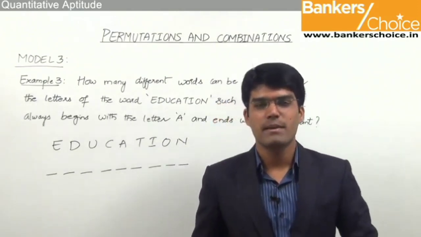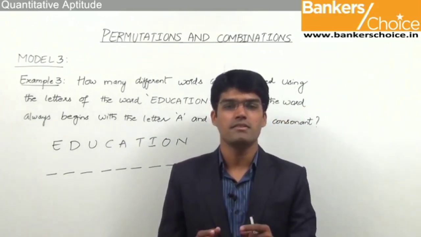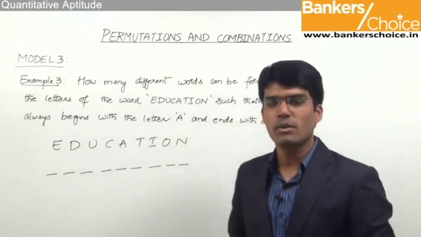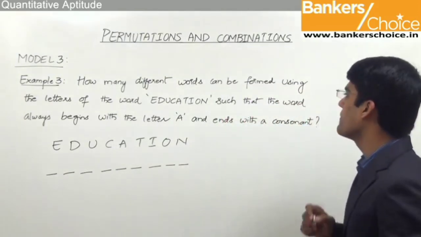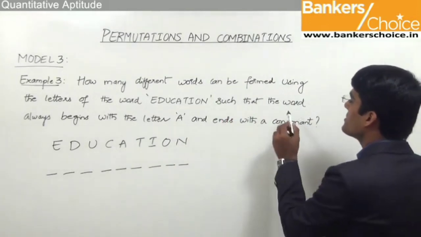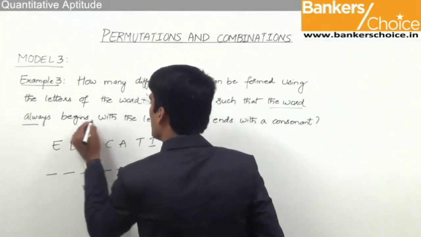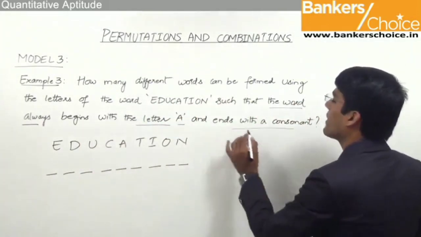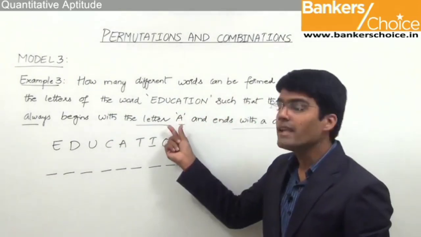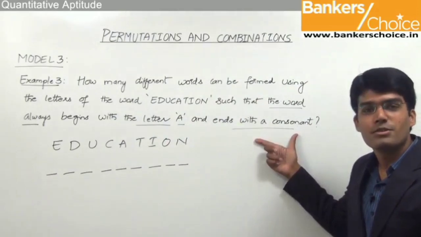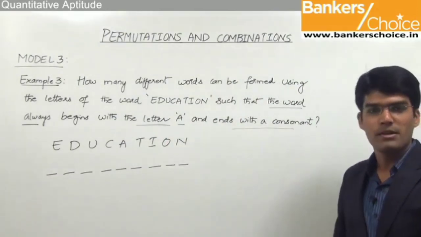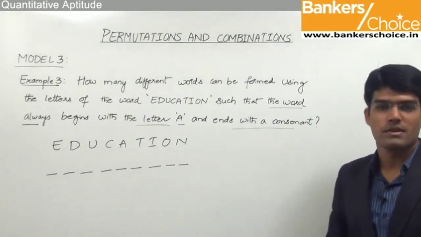Let us now take the third example from model 3 where we shall see a condition which is a combination of the conditions given in first 2 examples. Let's have a look at the question first. How many different words can be formed using the letters of the word education such that the word always begins with the letter A and ends with a consonant? So here as you can see there are 2 conditions. The word should begin with the letter A and it should always end with a consonant. So very clearly it is a combination of the condition in example 1 and the condition in example 2. Now let's see how to solve such questions.